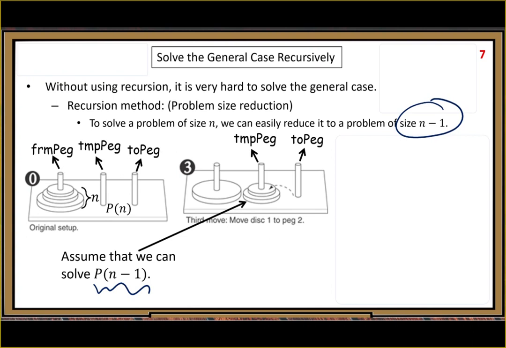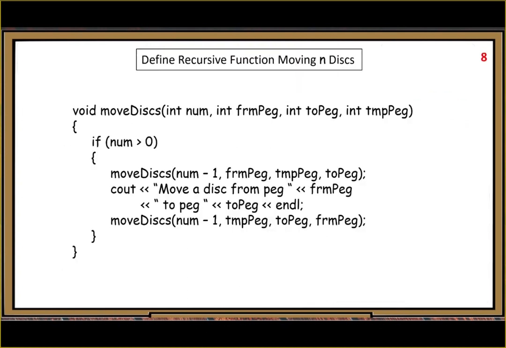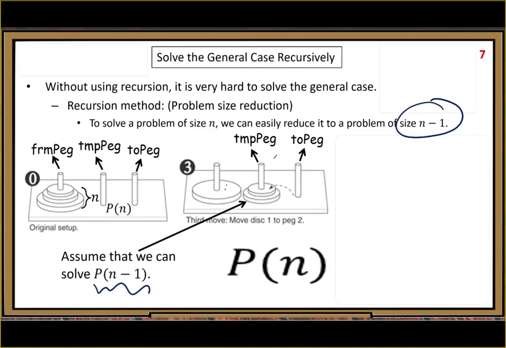This P of n minus 1 is the recursive function call. We don't worry, because our high-level programming language supports the recursive function call. So we just leave it to the computer system, the language's internal system, to handle it. After that, the bottom disk goes to the destination peg, then P of n minus 1, we apply it another time.